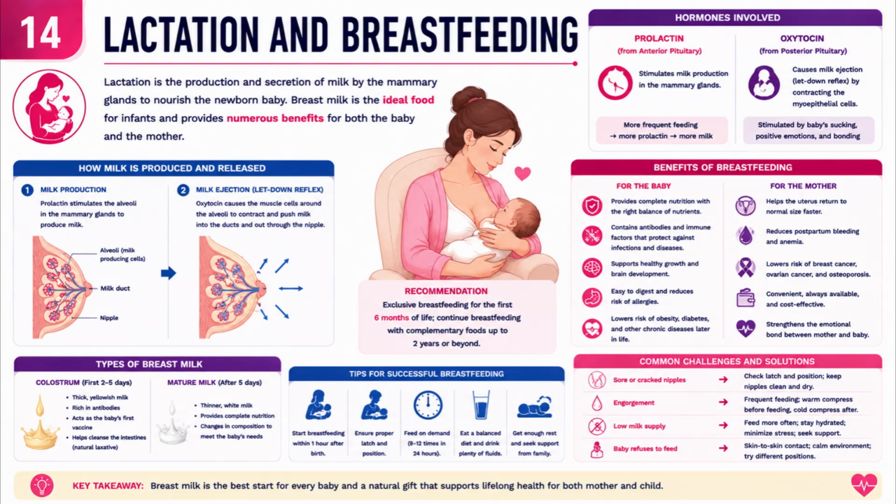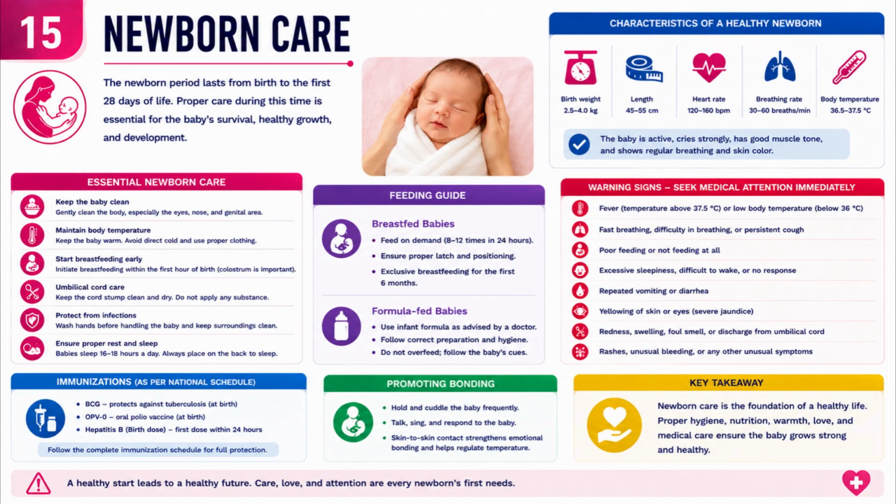Health experts recommend exclusive breastfeeding for the first 6 months of life, followed by continued breastfeeding along with complementary foods. Thus, lactation and breastfeeding are essential biological processes that provide nutrition, protection, and emotional support during the early stages of a child's life. Newborn care. After birth, proper newborn care is essential to ensure the baby's survival, healthy growth, and development. The newborn period extends from birth to the first 28 days of life.